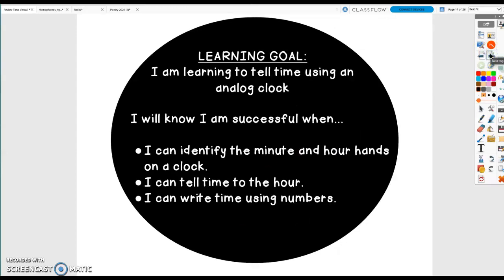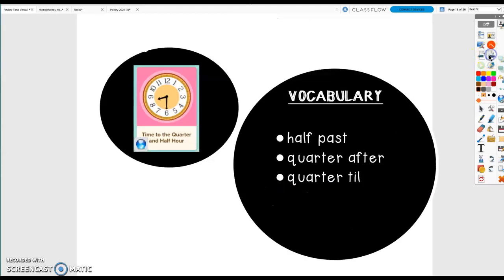So our learning goal is we are learning to tell time using an analog clock. I know I'm successful when I can identify the minute and hour hands on a clock, I can tell time to the hour, and I can write time using numbers. So we're going to watch another BrainPOP of time to the hour.